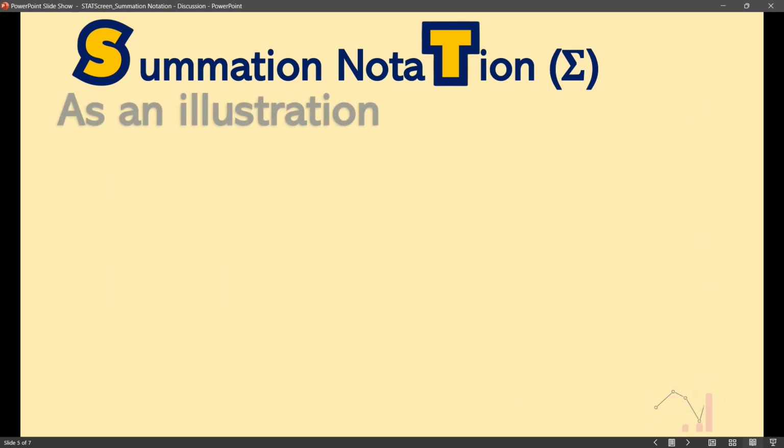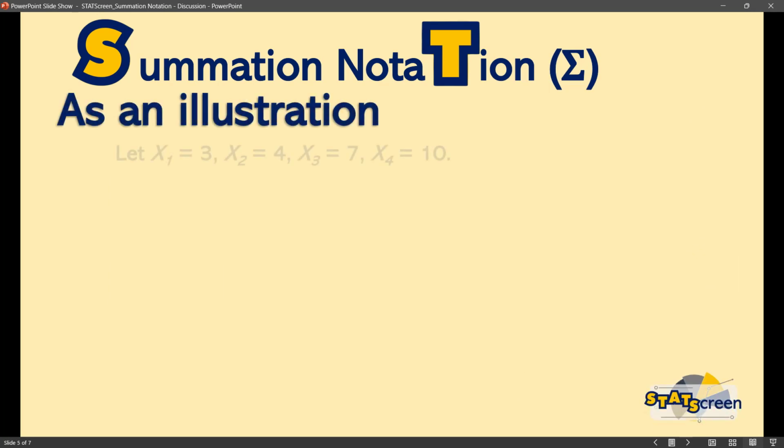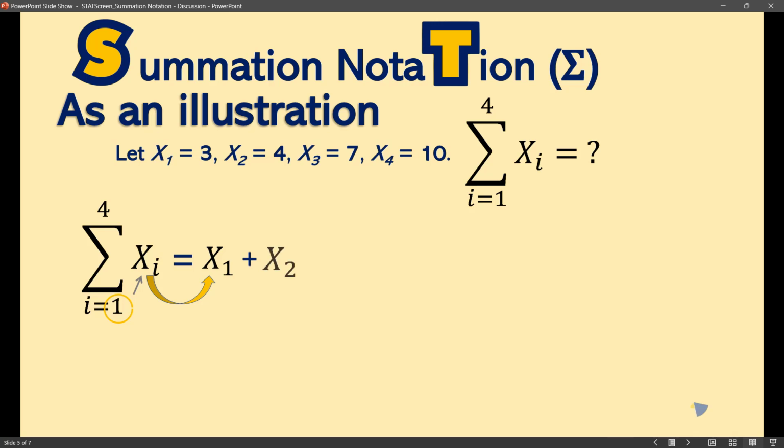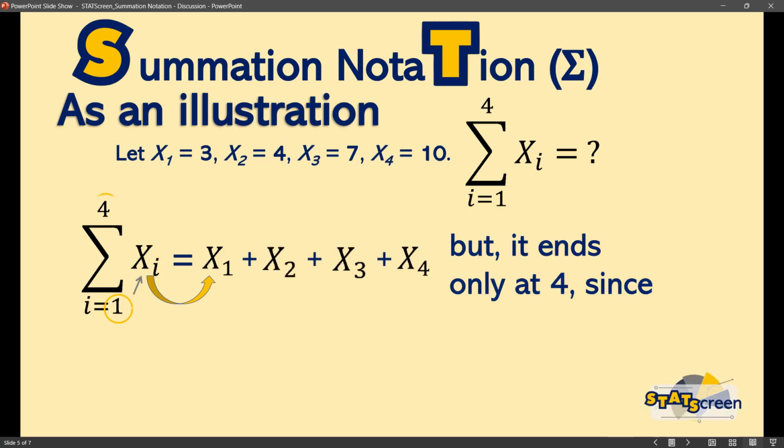As for an illustration, let us try to use these given values here, and we are to solve for this summation notation. In order to do this, we will expand this first before determining the values that we will add to complete the process. So again, in expanding, we will substitute the lower limit. Then we could add the next few variables, but we will just end up at 4 since our upper limit is just 4.